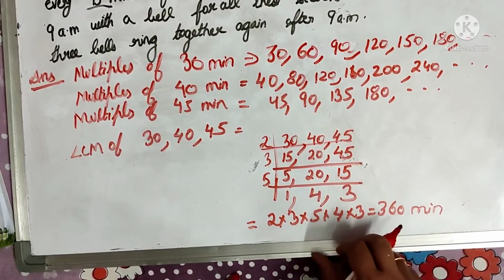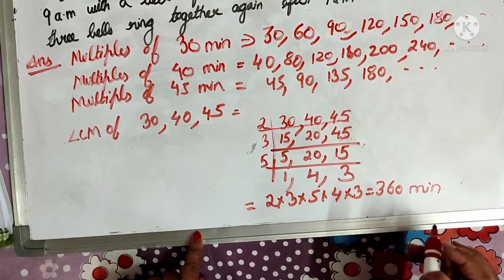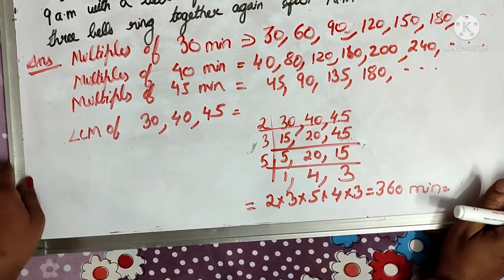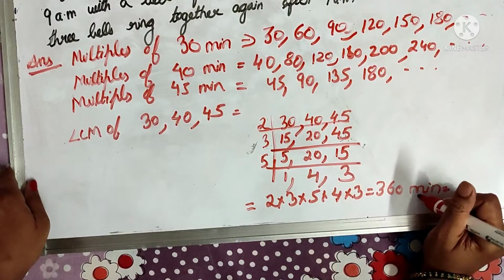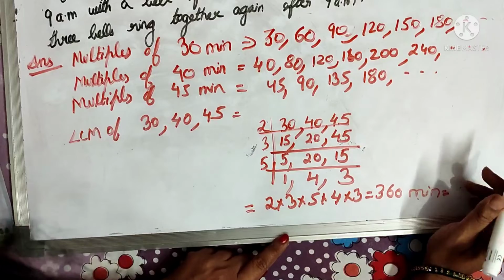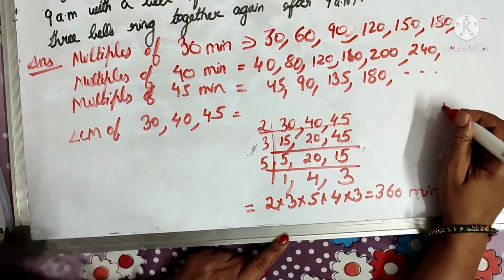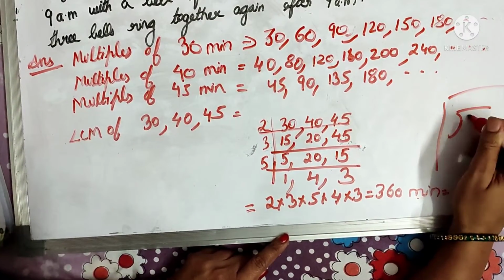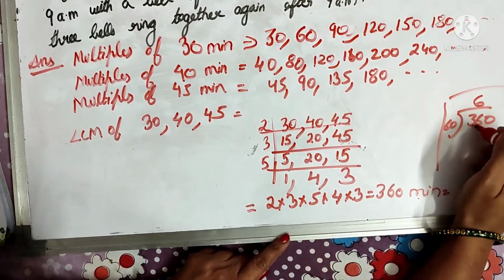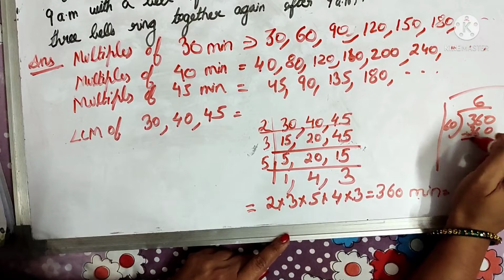Okay, now 360 minutes is equal to how many hours and how many minutes? We have learned in the time chapter how we will divide it in order to convert it into hours and minutes. What we are going to do is divide 360 by 60. Okay, so 60 sixes are 360.